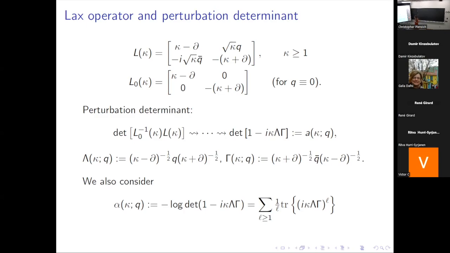So we have this A, and we also consider alpha, which is the negative logarithm of this A. The good thing about that is that it has this series expansion as the sum over l of 1 over l times the trace of (i kappa Lambda Gamma) to the l. Now, why do we care about that? Well, we said earlier that we expect the spectral properties of L to be conserved. And for that reason, A and alpha are going to be preserved under the DNLS flow. That was already noticed by Klaus and Shaw.